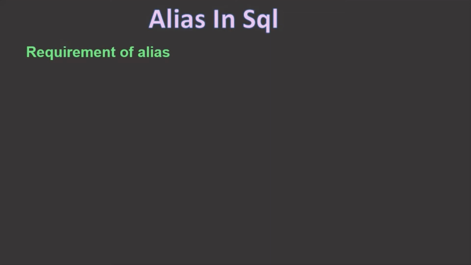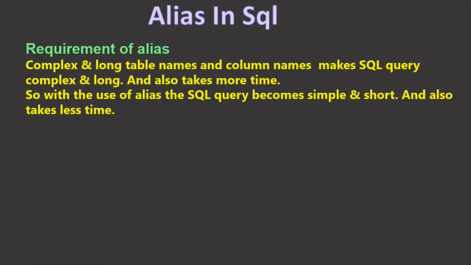Sometimes there are a large number of columns or long column names in an SQL query. At that time, the SQL query becomes complex and long and also takes time to write. Complex and long table names and column names make the SQL query complex and long and also take more time. So, with the use of alias, the SQL query becomes simple and short and also takes less time.